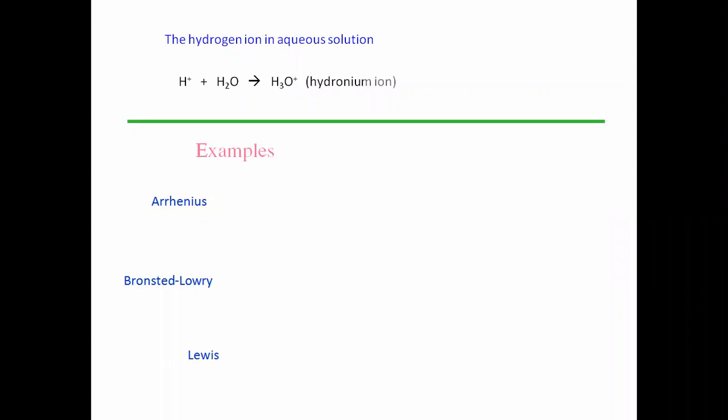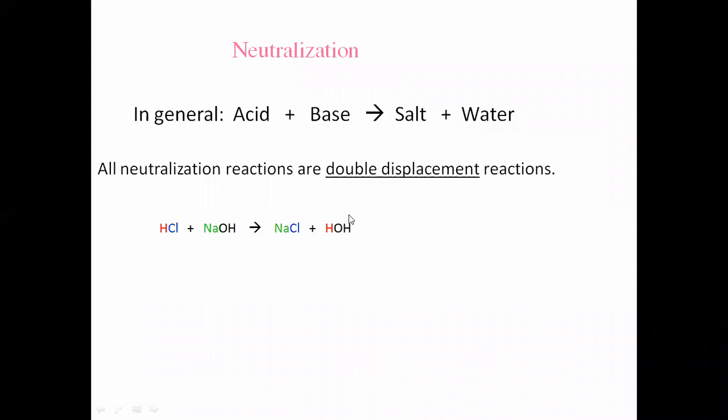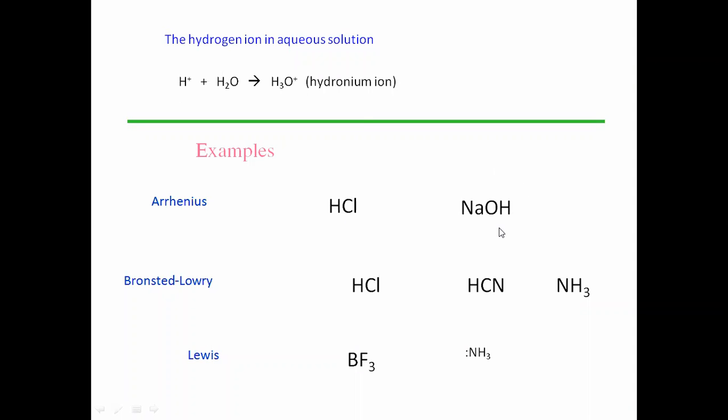So we will just discuss some of the examples of acids and bases according to the different proposals of Arrhenius, Lowry-Bronsted and Lewis. The example of acid and base according to Arrhenius is: Arrhenius acid is hydrochloric acid and Arrhenius base is sodium hydroxide. HCl is going to produce H plus ion and NaOH is going to produce OH minus ion. So according to Arrhenius, HCl is acid and NaOH is a base.